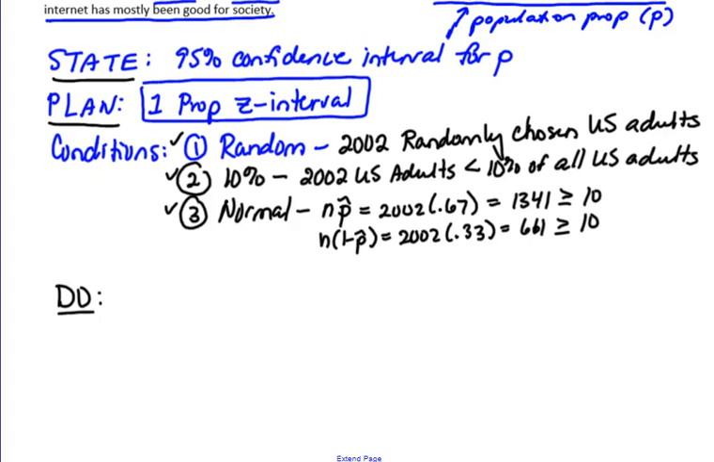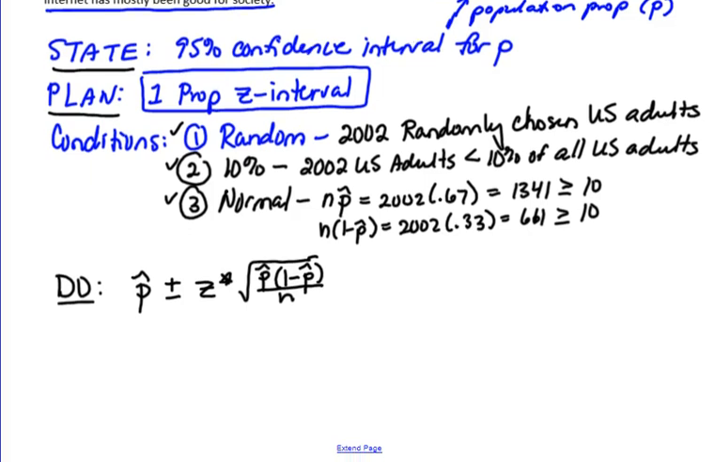compute the interval. So recall that for a one proportion Z interval, we start with our point estimate of p hat plus or minus the Z critical value for 95% confidence times the standard error, which is the standard deviation that is based on p hat instead of on p. So we have p hat times 1 minus p hat all divided by n. Take the square root of the whole thing. So all I need to do now is fill in those values.